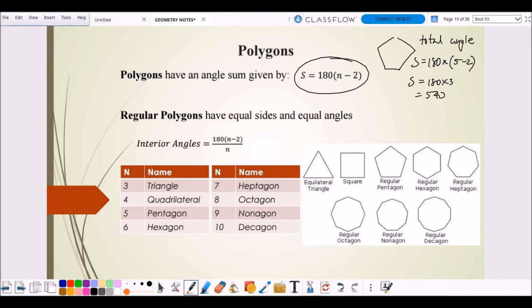Now, regular polygons all have equal sides. Normal polygons won't. Regular just means everything's equal. But normal polygons, normally you might have a shape like this, where none of the sides are equal, or you could have a shape like this, which is what you normally will be working with.